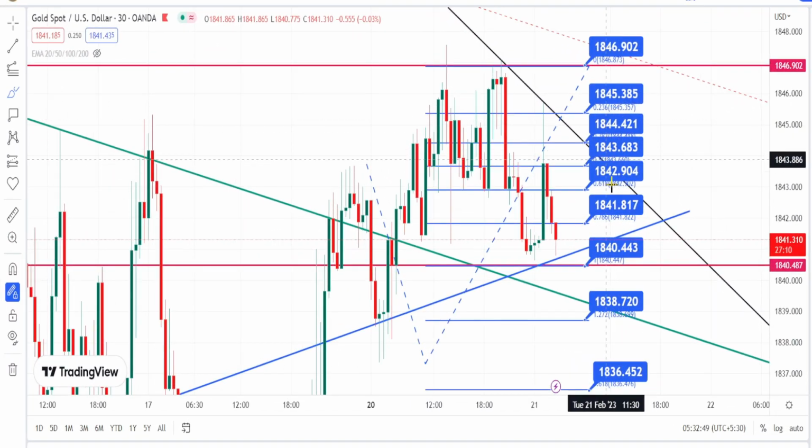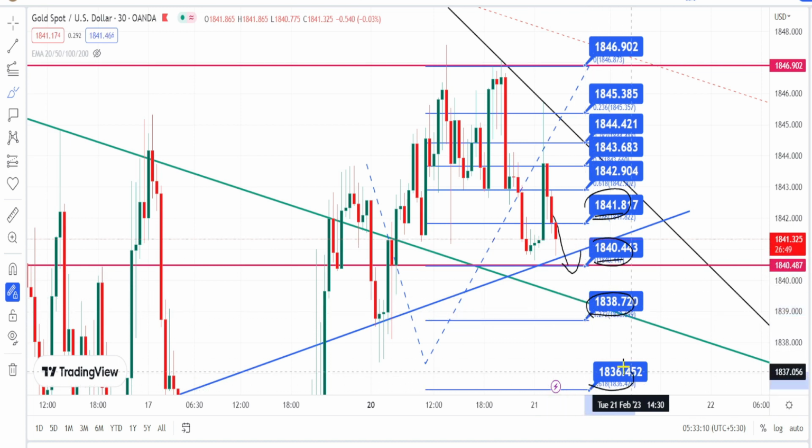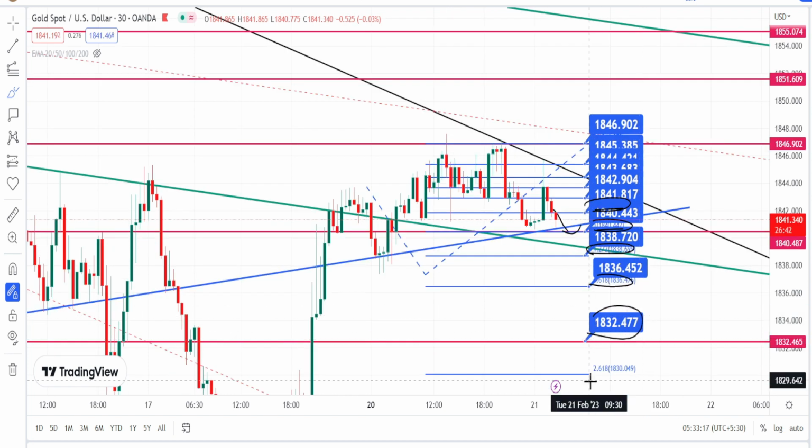So the values within these blue color boxes are the resistance levels and the support levels for the current price action. Currently, the price action is trading between the resistance level of 1841 and the support level of 1840. Once the price action breaks the support level of 1840, the next levels of support are going to be around 1838, 1836, 1832 and 1830 on the bearish side.